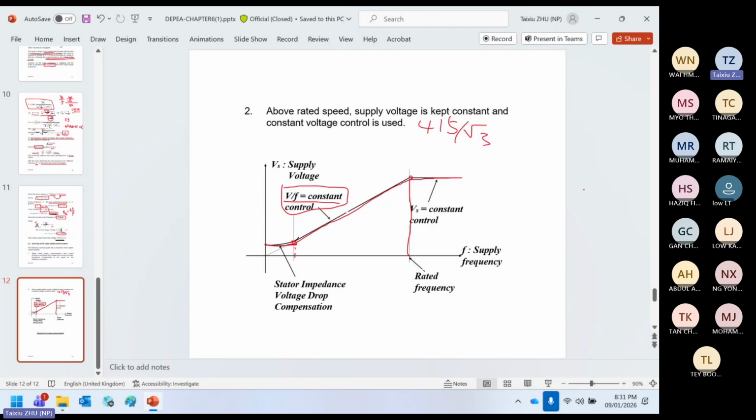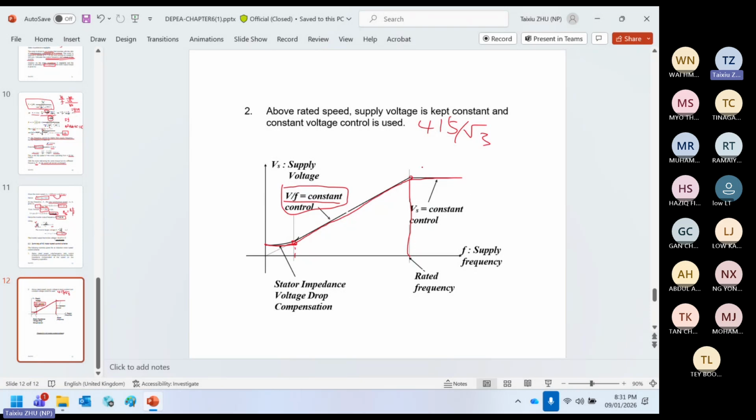Yeah, you see, the theory of V over F control is interesting. It's a generally applicable method. But when we use this for the inverter, internally we have to consider the limits. When the frequency is too low, like the motor turns a few revolutions per minute, then the voltage cannot go further down. You go further down, basically the motor will stop.